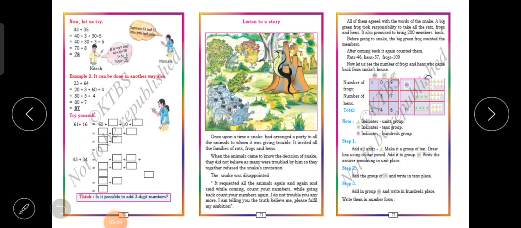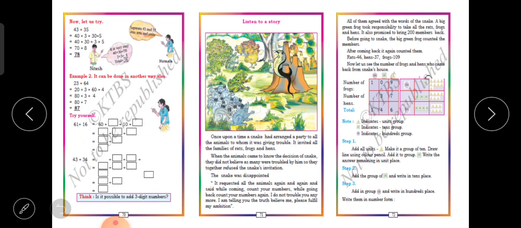See, turn to page 70. See here, the same way they have given in two forms, 43 plus 35. The same thing, 40 plus 3 plus 30 plus 5. So they are separating that into tens and ones form. Okay, so shall we do this? Try yourself. 61 plus 16.